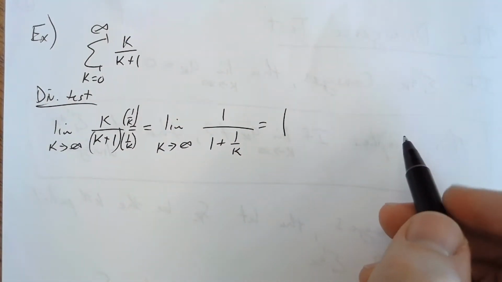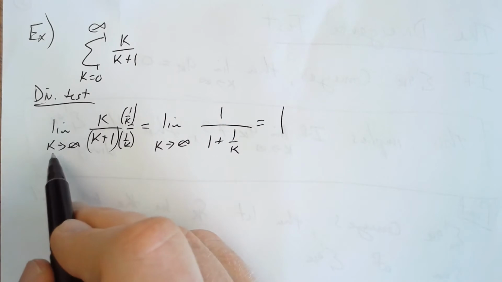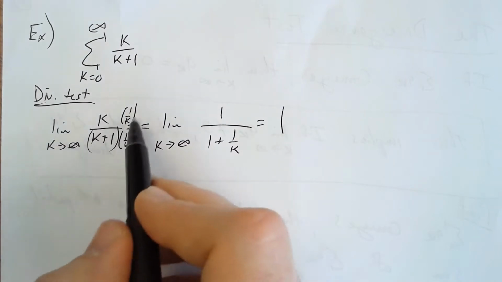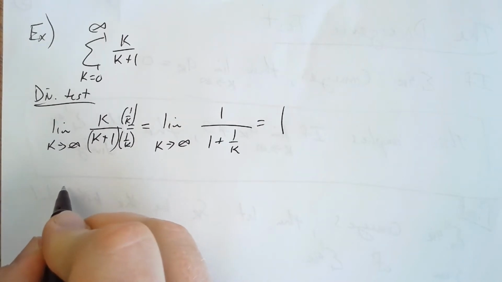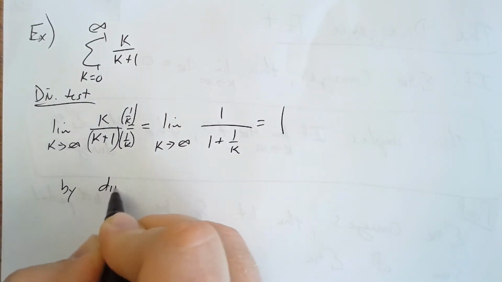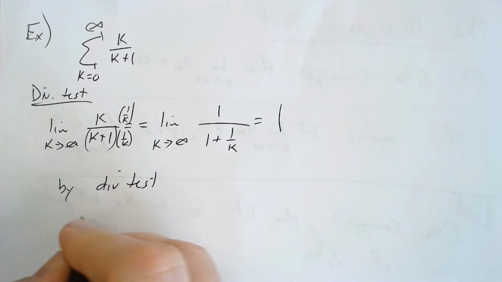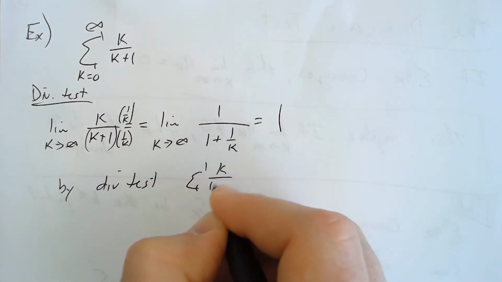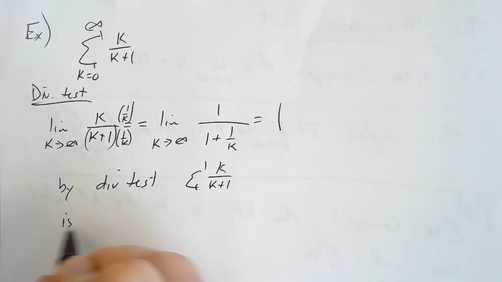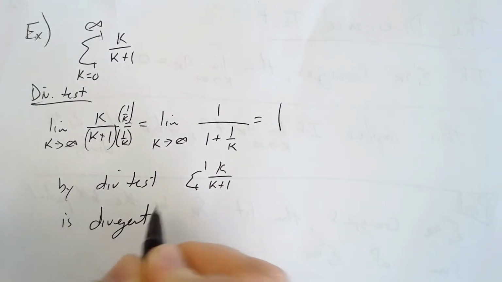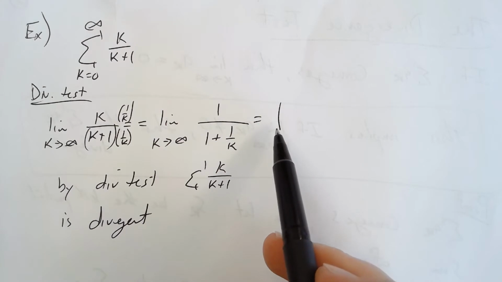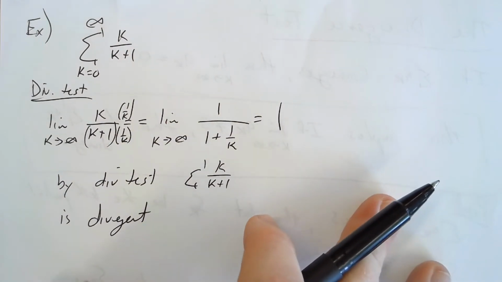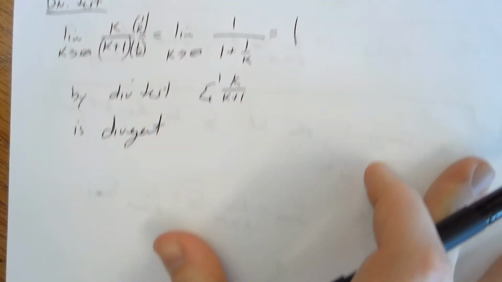So, based on the div test, with the limit as k goes to infinity of this sequence equal to 1, I can conclude that by the div test, the series k over k plus 1 is divergent. And again, it's divergent specifically because this wasn't equal to 0. If it was equal to 0, then we would have no new information about what this series is going to do. So let's take a look at another example.